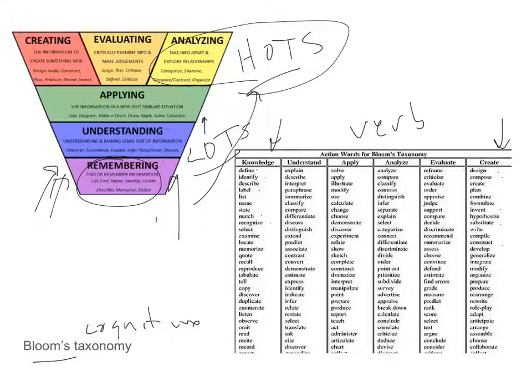So, as you are thinking about developing the learning outcomes for your COIL collaboration, think in terms of lower order versus higher order thinking skills, and make use of these lists of verbs to give you ideas about how you might want to frame, how you might want to phrase what you want your students to accomplish in your COIL collaboration.